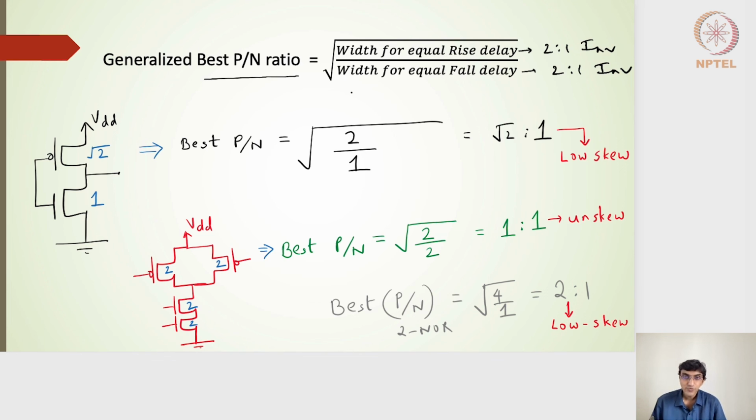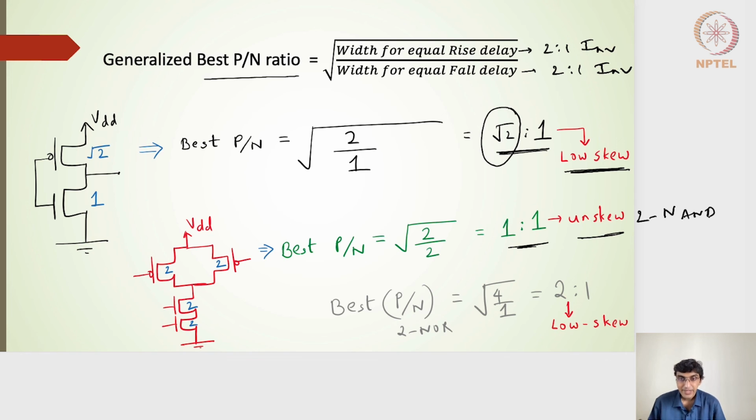So the best P by N ratio for the 2:1 inverter, which is an unskewed inverter, turns out to be the square root of 2:1, which is again a low skew inverter, right? Because of the low skew, this size becomes less than 2, and thereby the NMOS is going to be more dominant. Again, for a 2-input NAND gate, I have taken the expression 2:2. So the best P by N ratio is nothing but the square root of 2:2, which is 1:1, which is again unskewed, for a 2-input NAND gate.